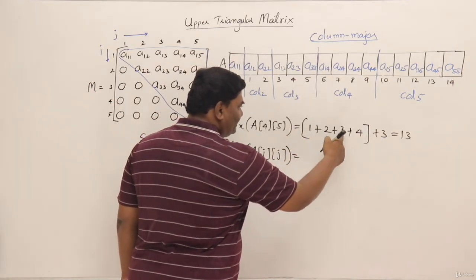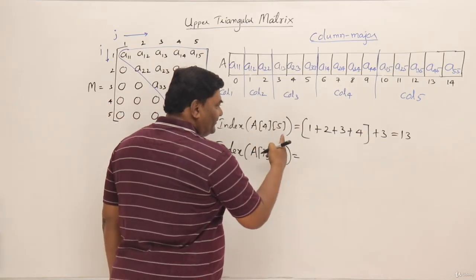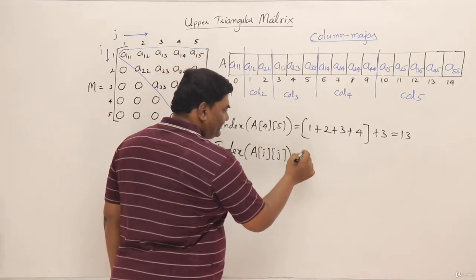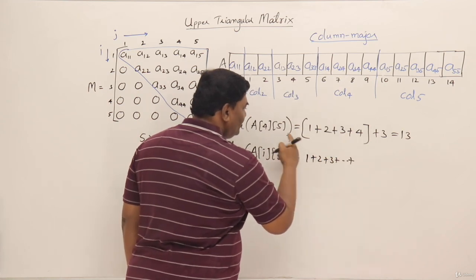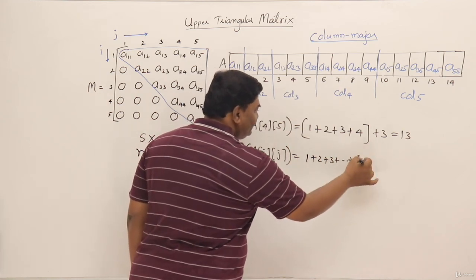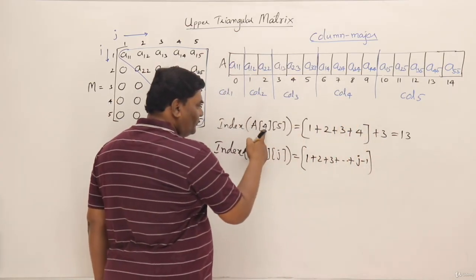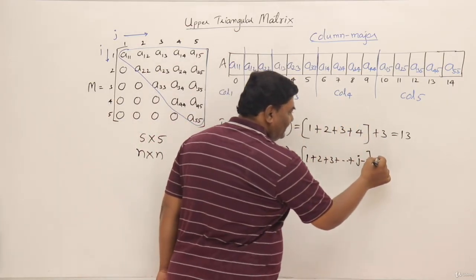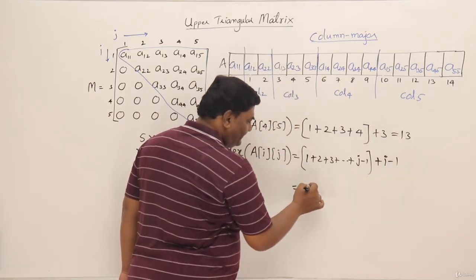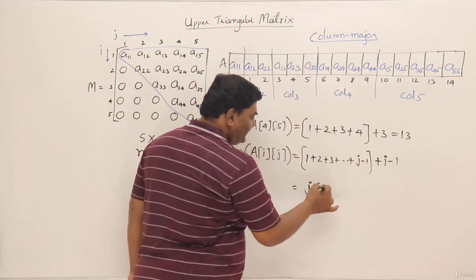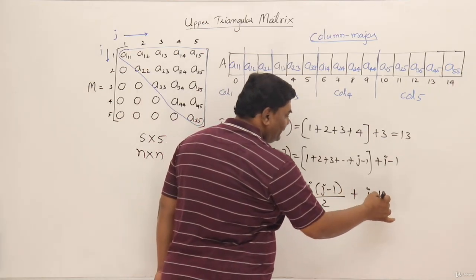This is 1 plus 2 plus 3 plus 4, up to 4 only, because the column number is 5. So it means column minus 1. So this will be 1 plus 2 plus 3 and goes on to j minus 1. This is j minus 1. And this is 3, so this is row minus 1, that is 4 minus 1. So i minus 1. So this is the sum of the first n natural numbers. This is j into j minus 1 by 2 plus i minus 1.